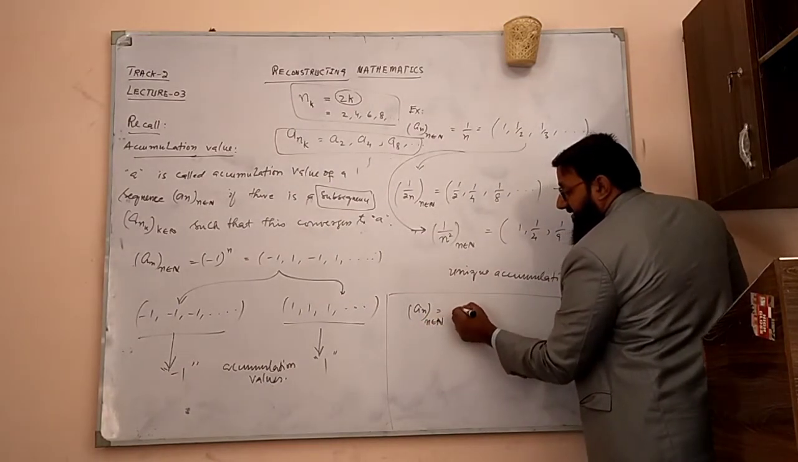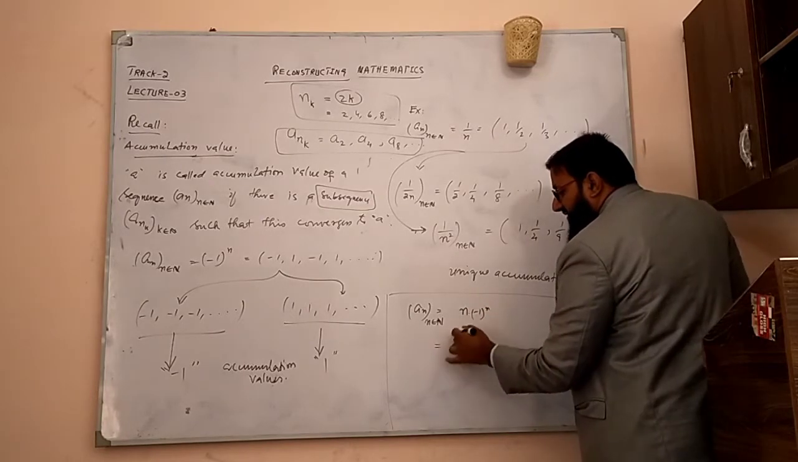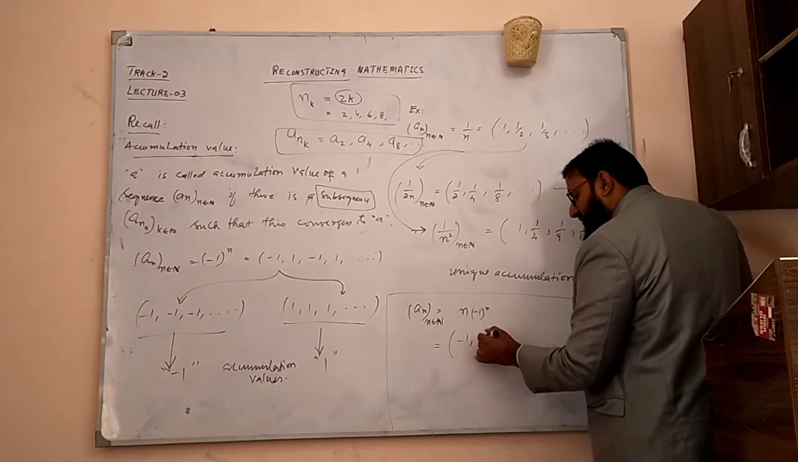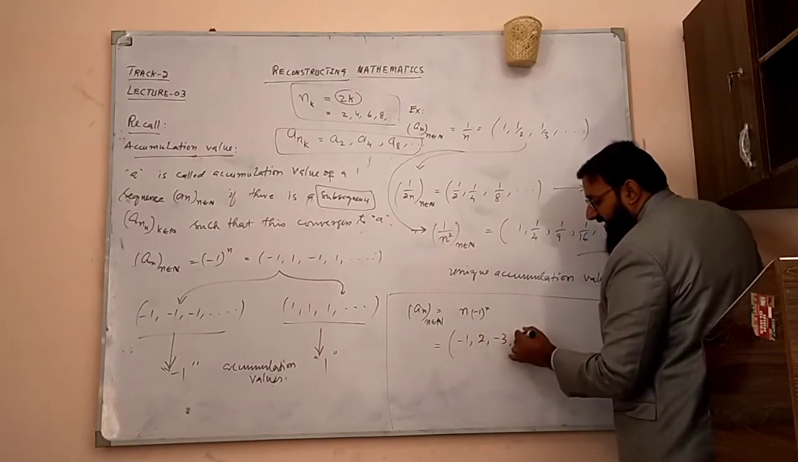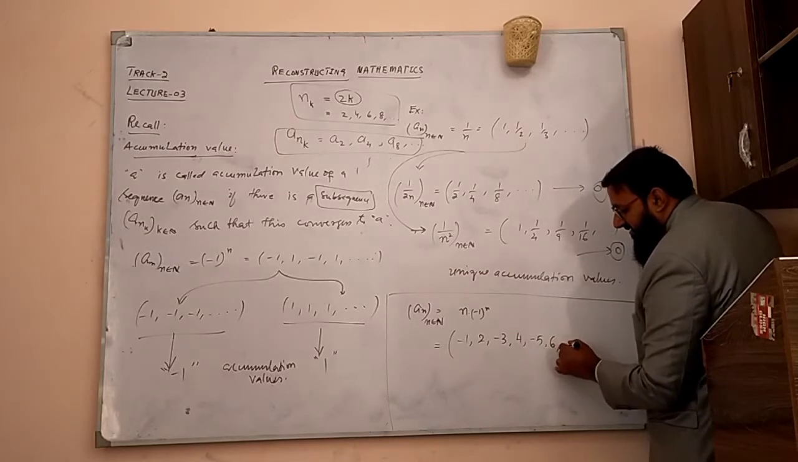Like I write n times minus 1 power n. So you can see the first term of the sequence is negative 1, then positive 2, negative 3, positive 4, negative 5, positive 6, and so on.